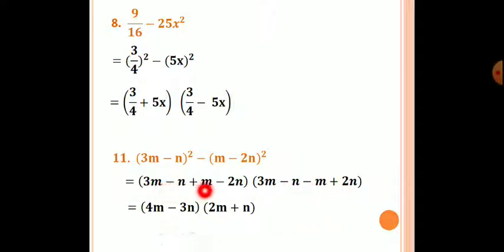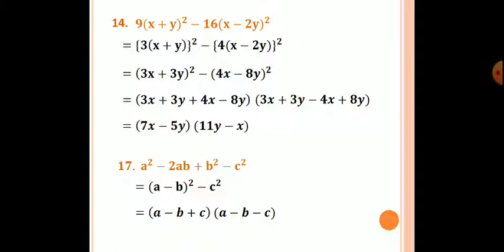So now let us solve the first bracket here. So 3m plus m, which is equal to 4m, minus n minus 2n is minus 3n. Solving this one, 3m minus m, we have 2m, minus n plus 2n is plus n. So the factors are (4m minus 3n) and (2m plus n). Question number 14.